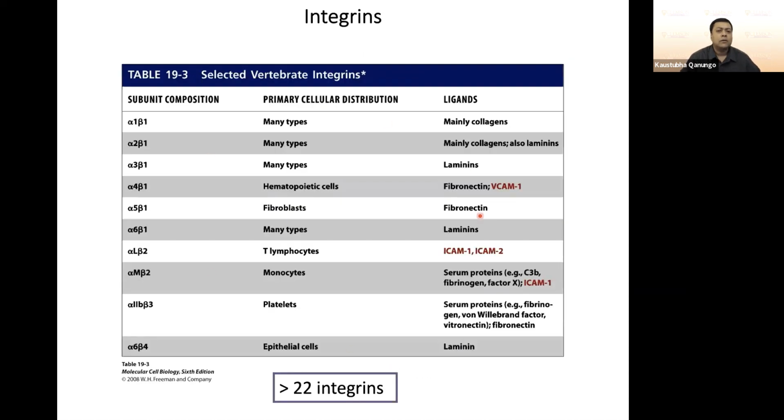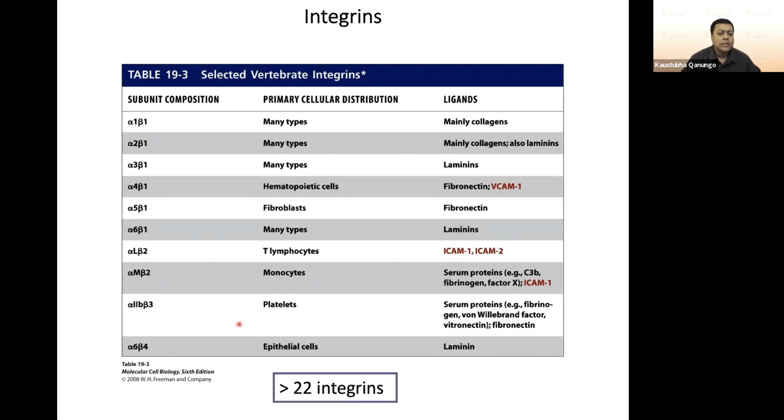So here you are looking at a number of integrins. There are more than 22 different types. You don't have to memorize all of them. I'm just pointing out what you understand from here: there are many different types of subunit composition. And the take-home message, I will just point out some of the ones which are very specific, but it shows that you have the combination of different types of alpha subunit and beta subunit, and this permutation and combination gives them specificity to different types of primary cellular distribution and ligands.